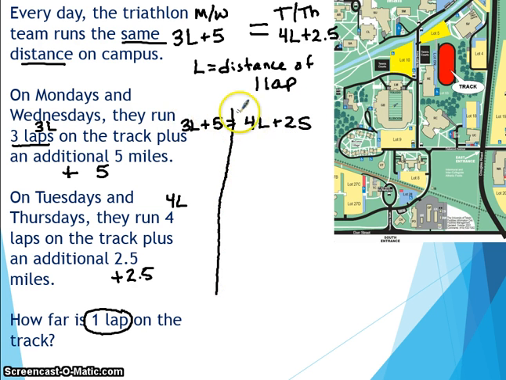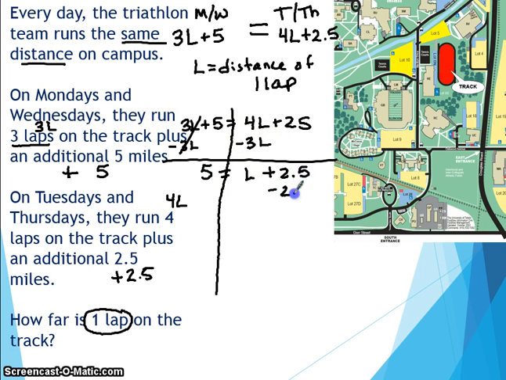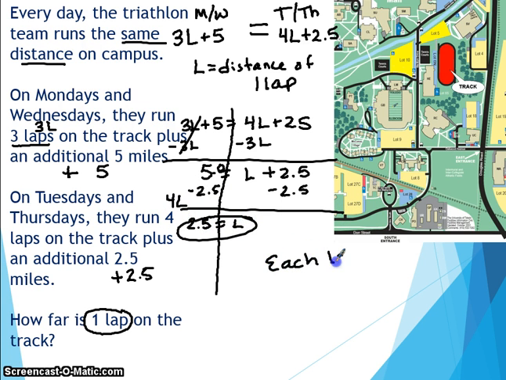As you can see, we have like terms on opposites, so we'll take 3L away from each side. We're left with 5 equals 1L, or just L, plus 2.5. Take away 2.5 from each side. You can think about 5 as 5.0, and you'll get 2.5 left over when you subtract. So each lap is 2.5 miles.